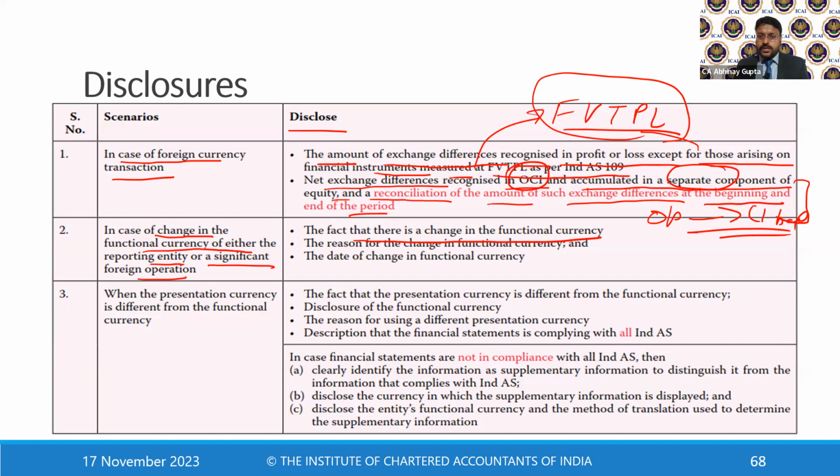So the fact that the functional currency of the parent company is changed or the foreign operation is changed needs to be disclosed. Then the reason why this change has occurred needs to be disclosed, and the date from which this new functional currency has become applicable. So three items need to be disclosed: the fact that there is a change, the reason why there is a change, and the date from which there is a change, right? So three items which we need to disclose as and when there is a change in the functional currency.